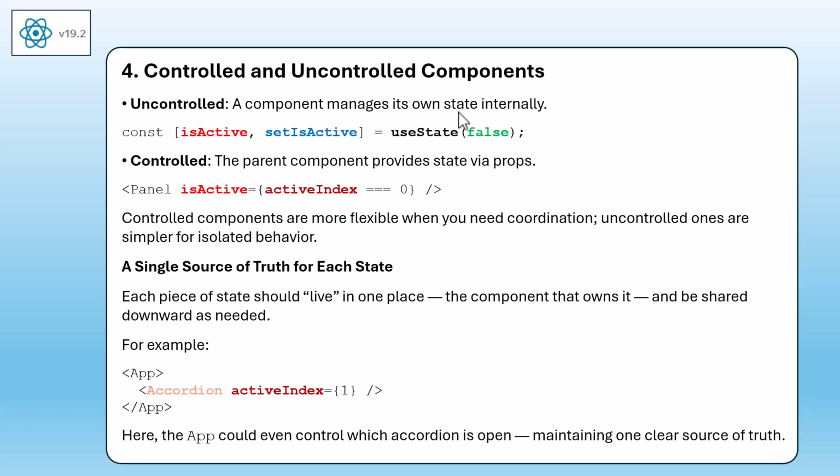That doesn't mean putting all your state in one place, but rather ensuring that each piece of data lives in exactly one component and is shared downward through props when needed. As your application grows, you'll naturally find yourself moving state around, sometimes lifting it up to coordinate components, and other times moving it back down when local control is enough. This flexibility is what makes React's design so powerful.